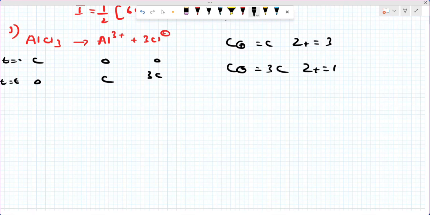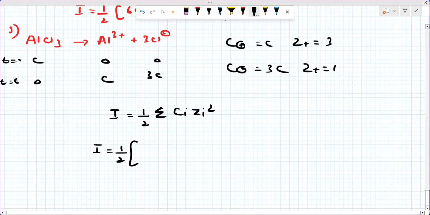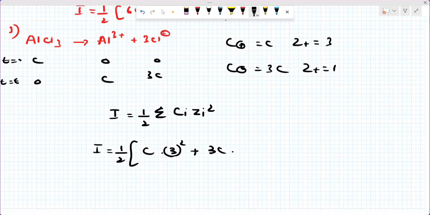Now apply the ionic strength formula. I is equal to half into summation of Ci into Zi square. I is half, common, first the cation: concentration C, charge 3 square. Plus the anion: concentration 3C, charge 1 square.